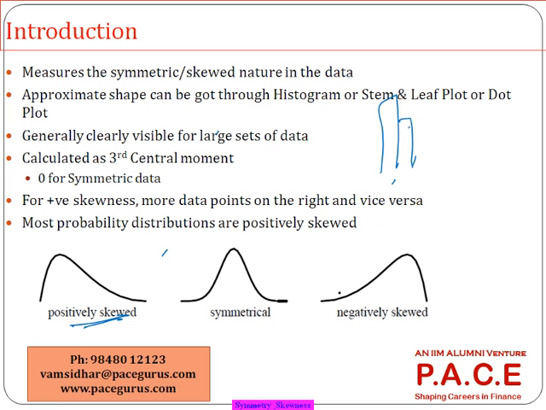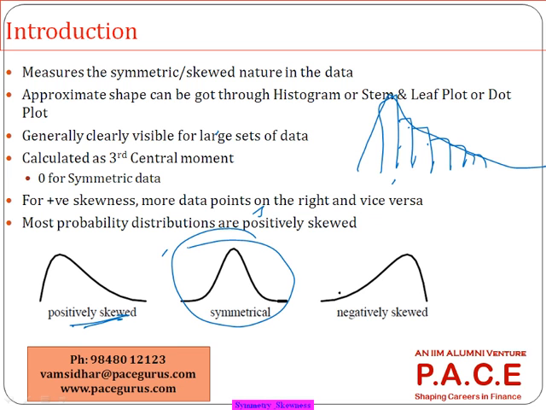The histogram may look something like this. If I try to join the points, it comes like this. So this is right skewed, which means there are some extreme outliers to the right. But if the histogram has more or less a symmetrical structure, we say that the data is following a symmetrical pattern about the mean. And similarly, there is the negatively skewed.